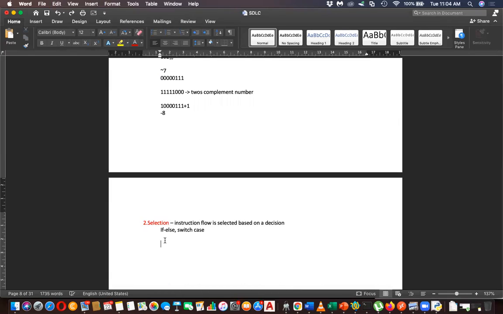Okay, for that, please write down this question. Draw a flowchart, write pseudocode and Python codes to display whether an integer input is odd or even.